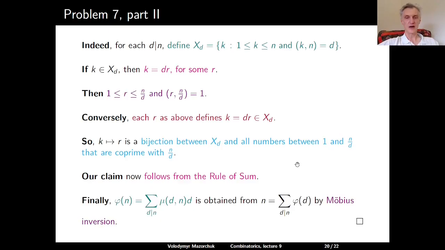And the formula that phi of n is equal to the sum over all divisors of mu d, n times d is obtained from the formula that n is equal to the sum of phi of d over all d by Möbius inversion. And this completes problem 7.